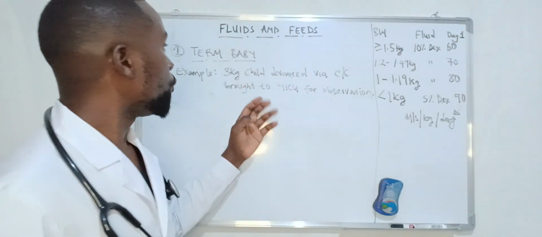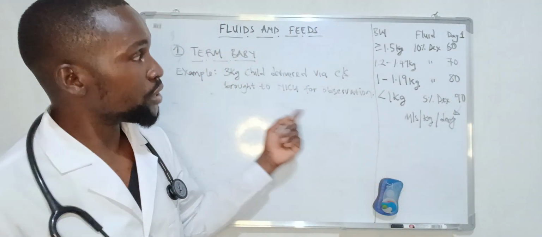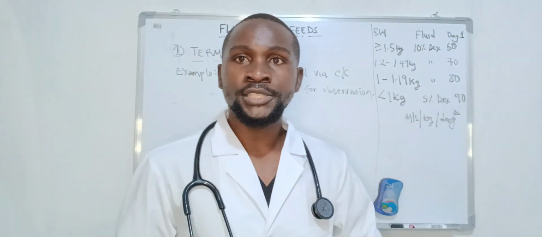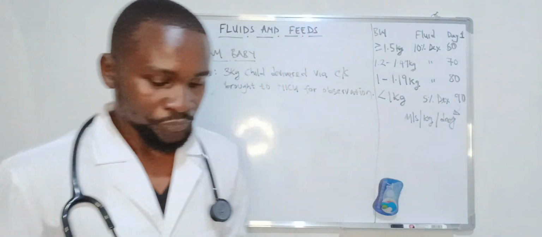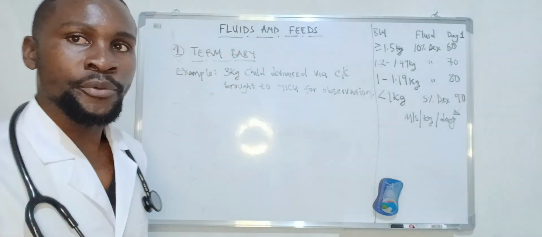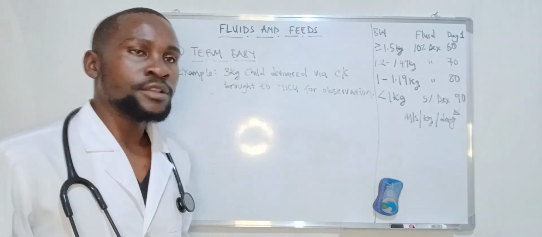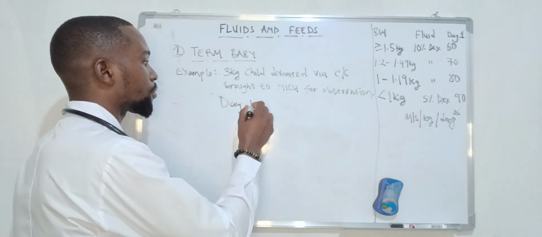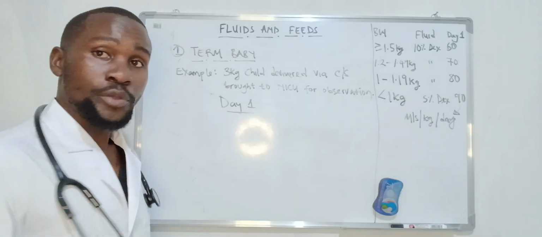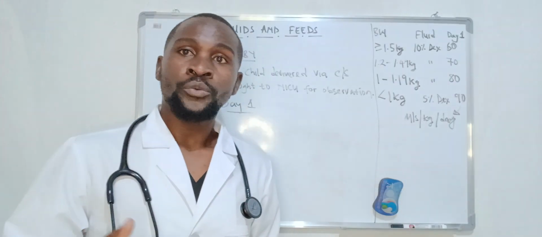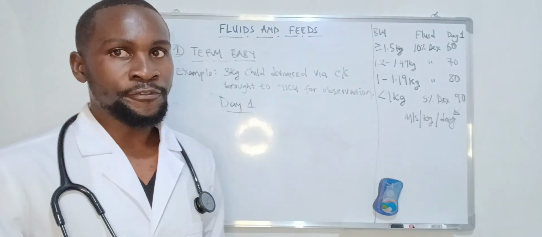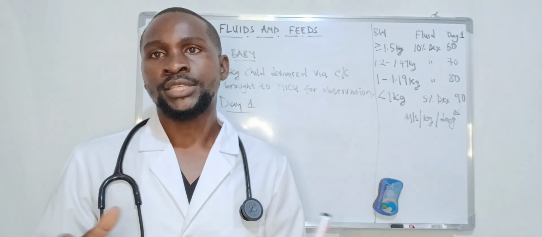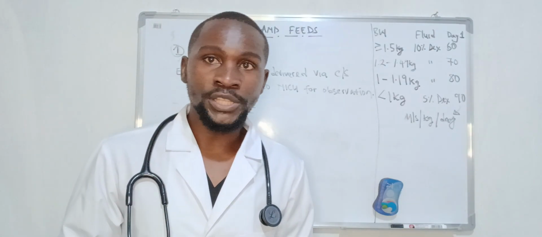So this is our child who is a term baby, and the child is 3 kgs, which means that our fluid that we start is at 60 ml per kg per day. So for this child, how are we going to proceed with the feeding? So on day one. Remember that in NICU, we don't have a day 0. So the first day that the child is in NICU, the day that the child is born, that is our day 1. So day 1 of feeds.